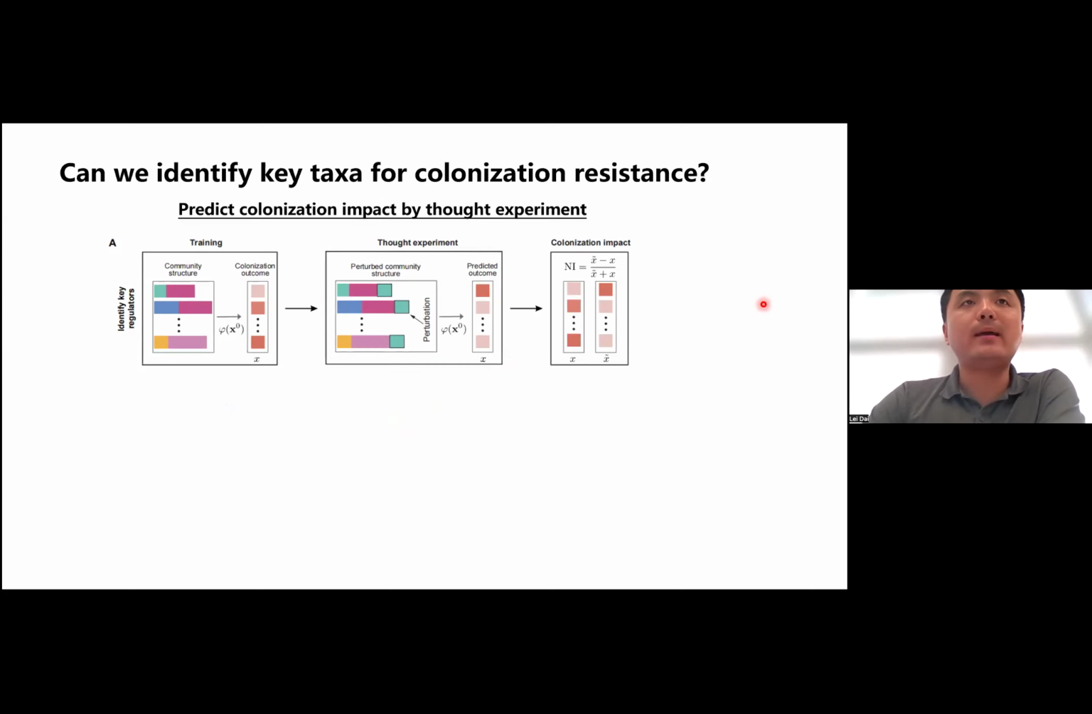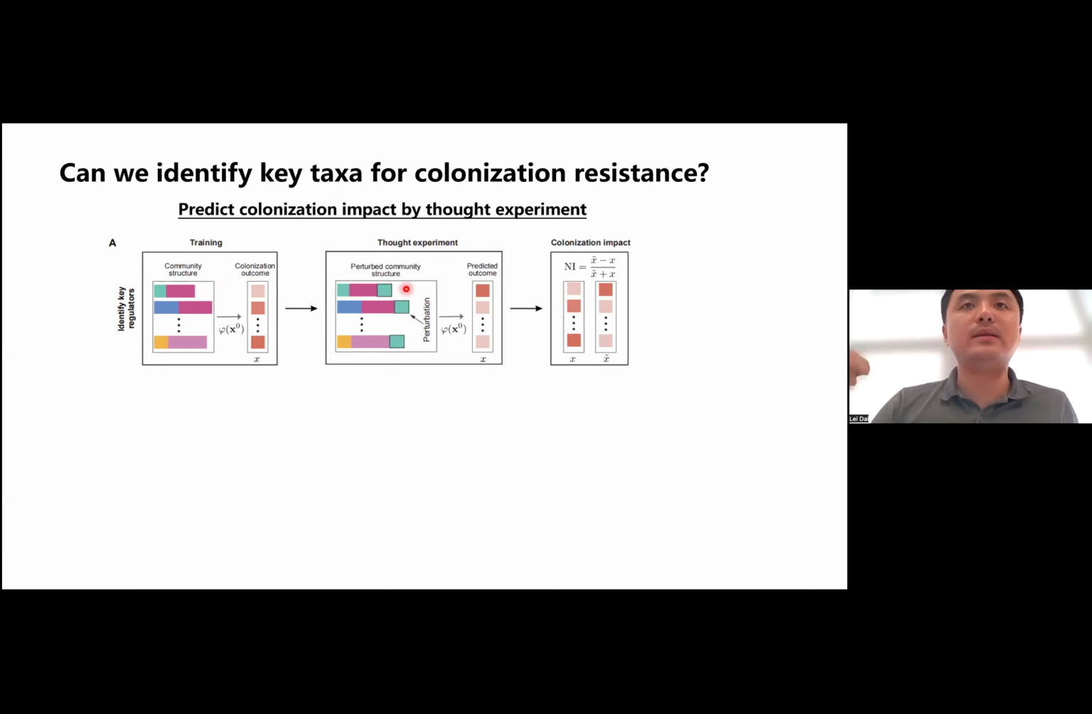And another thing that we wanted to ask is that, say we can predict, okay, a foreign pathogen can colonize in our gut or not, can we identify the key taxa for the resistance, right? So what species in my commensal communities are actually combating this pathogen, right? I don't really know. So we can do a thought experiment. Because we already trained this model, right? Basically this is trying to figure out the feature importance. So we can remove the feature, right?